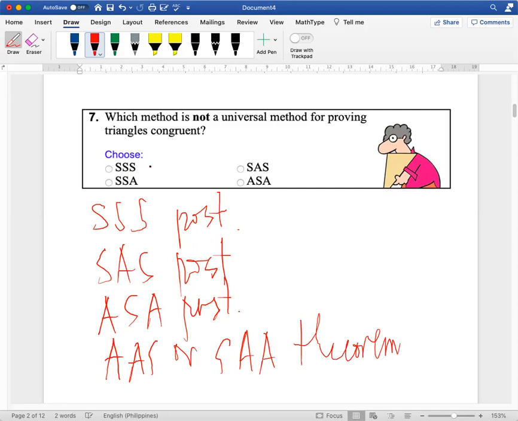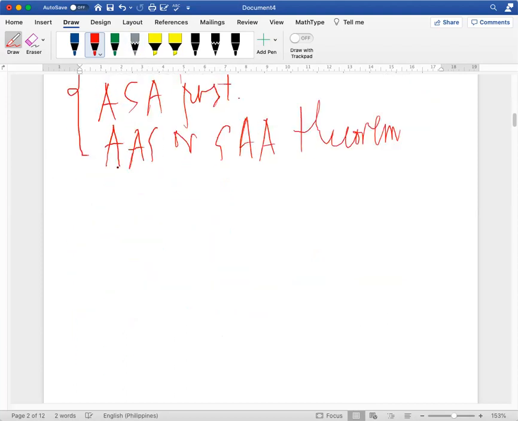So let's check. We have SSS, we have SAS, ASA, and we don't have SSA. So this is our answer because we're looking for the method that is not universal for proving triangles congruent. Since SSA or ASS is not part of the given postulates or theorems, the answer to number 7 is SSA. I hope we have the same answer. Let's move on to the next item.